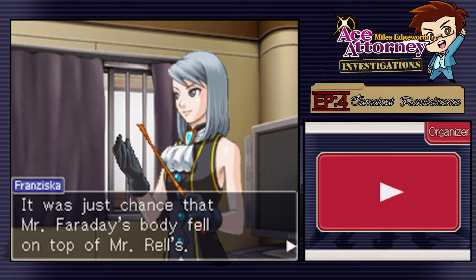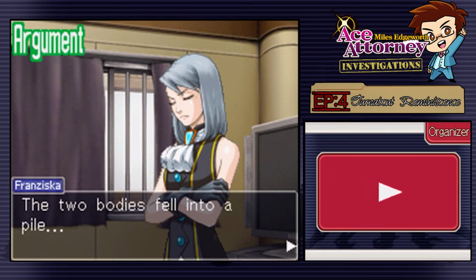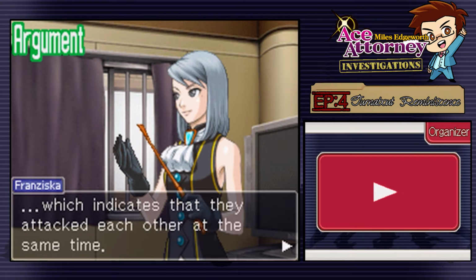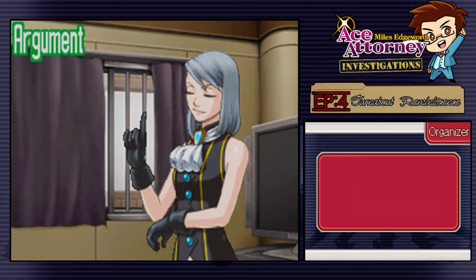It was just chance that Mr. Faraday's body fell on top of Mr. Rell's. The two bodies fell into a pile, which indicates that they attacked each other at the same time. It really doesn't matter in the slightest that they fell in the opposite order.